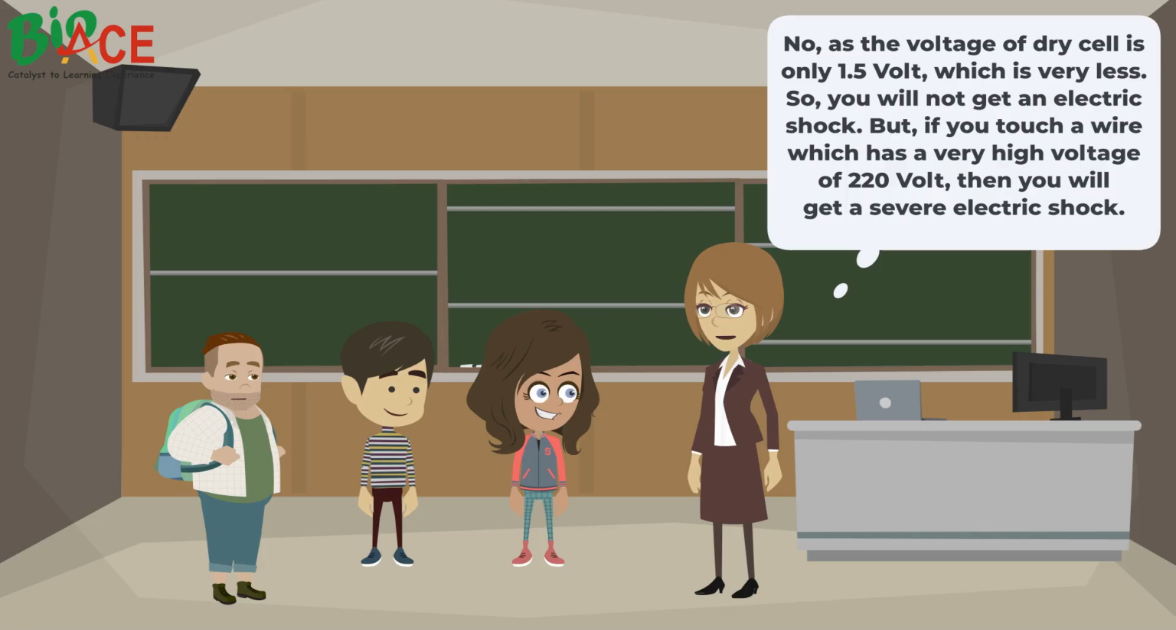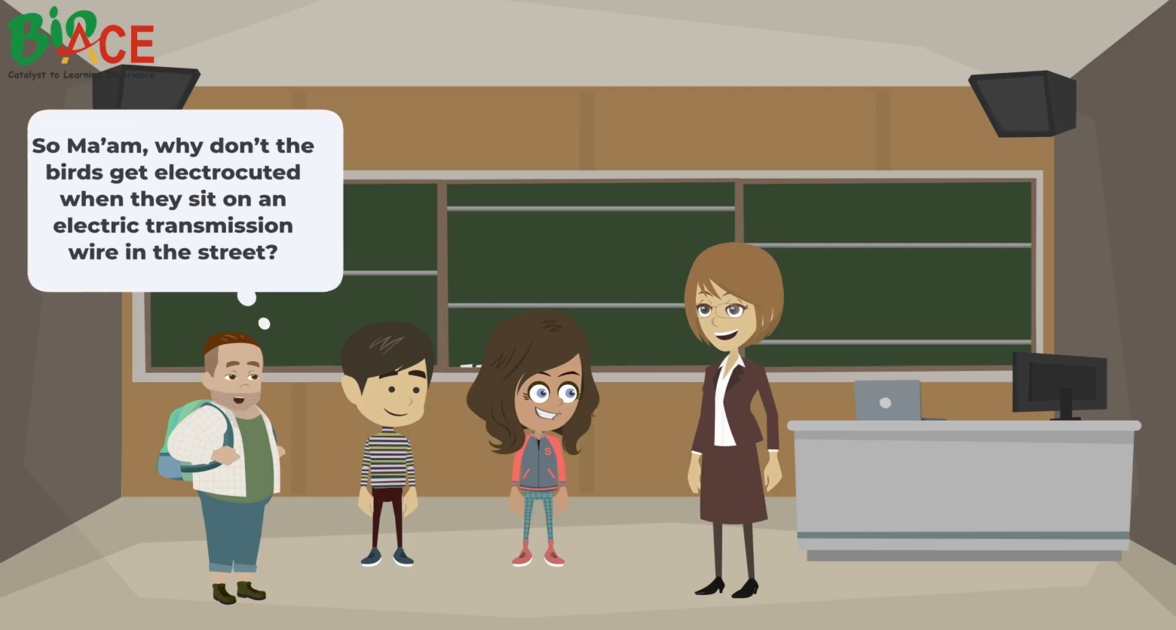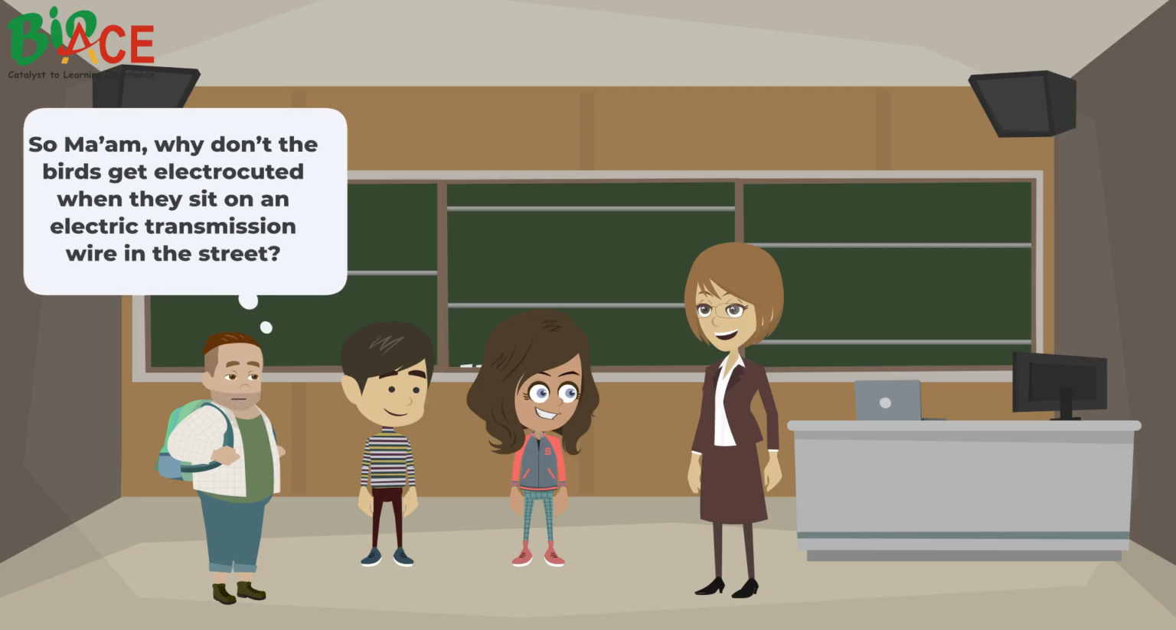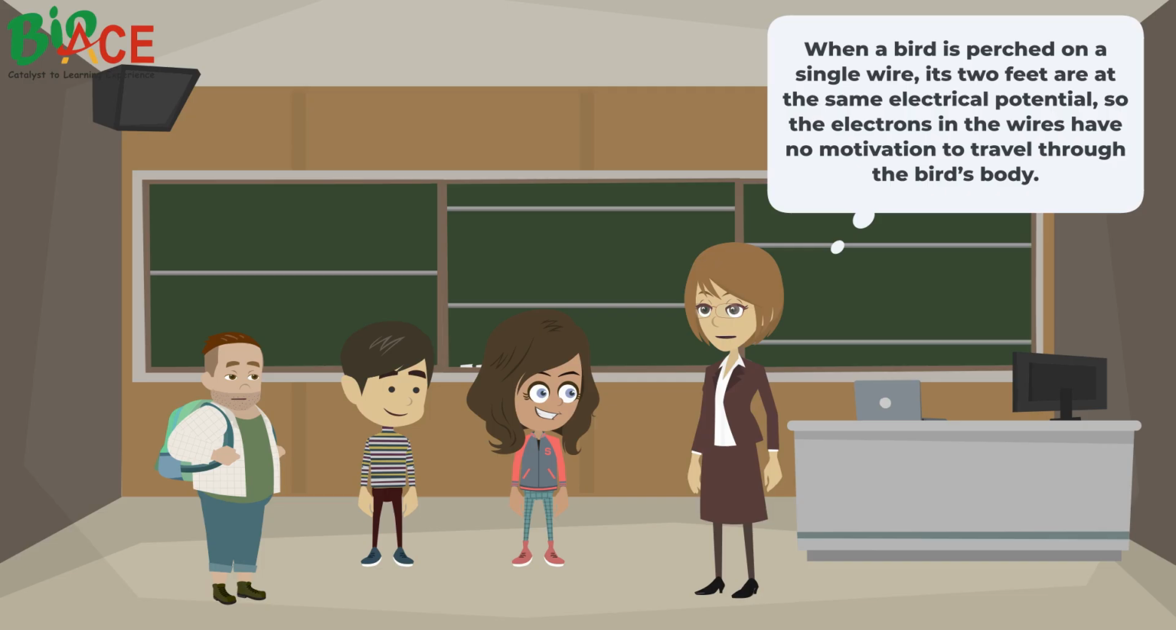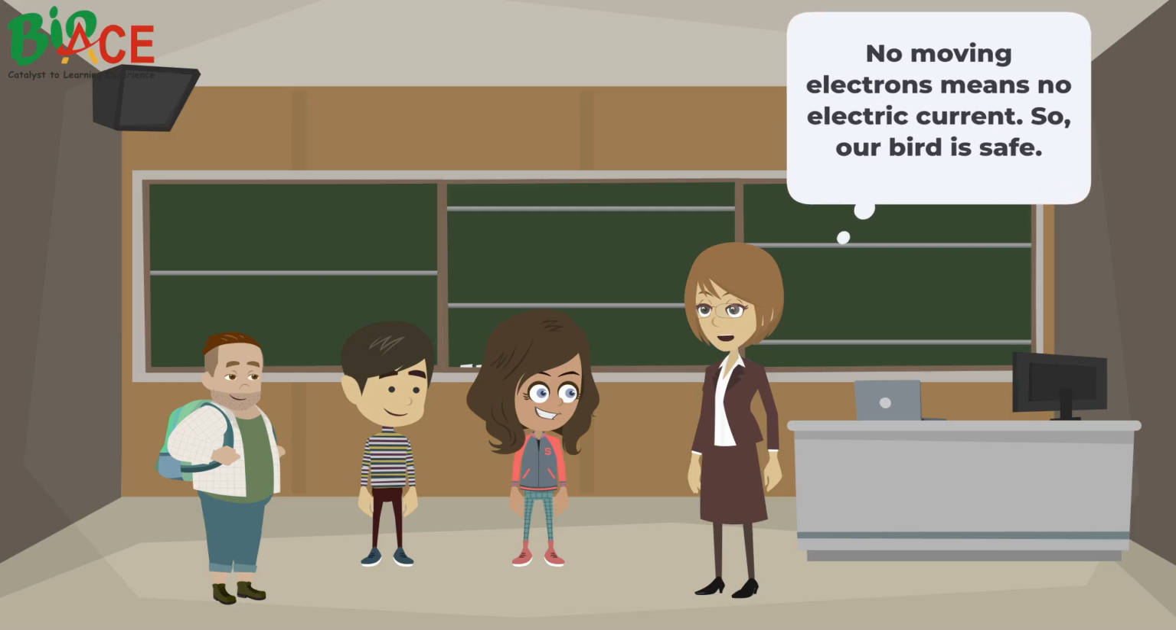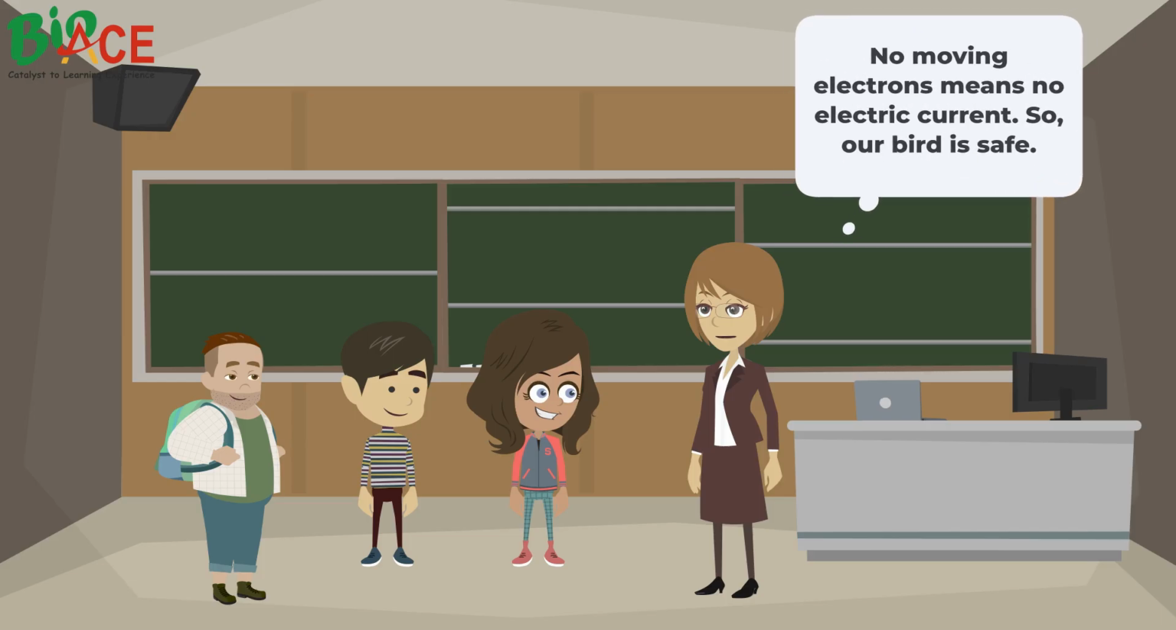So Mom, why don't the birds get electrocuted when they sit on an electric transmission wire in the street? When a bird is perched on a single wire, its 2 feet are at the same electrical potential, so the electrons in the wires have no motivation to travel through the bird's body. No moving electrons means no electric current. So, our bird is safe.